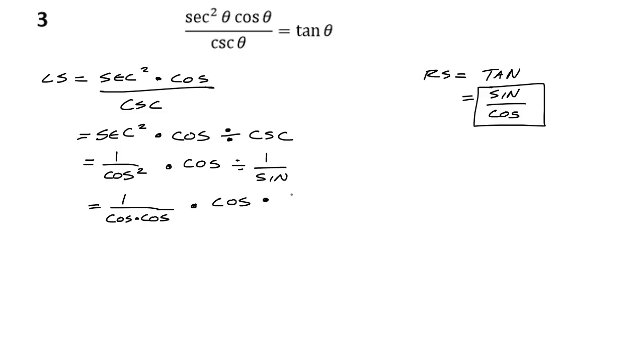Divided, let's change that to times. When we're dividing by a fraction, we're going to multiply by the reciprocal, times sine. All right, well, what can we do here? Cos and one of these coses can cancel out. And let's look at what's left.